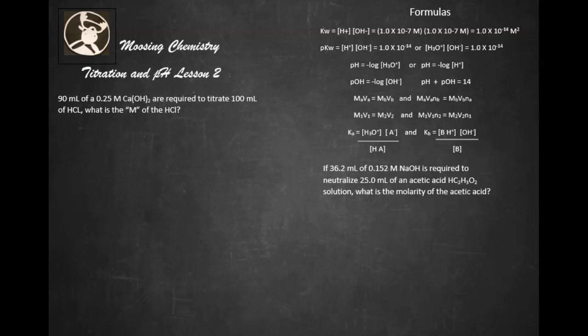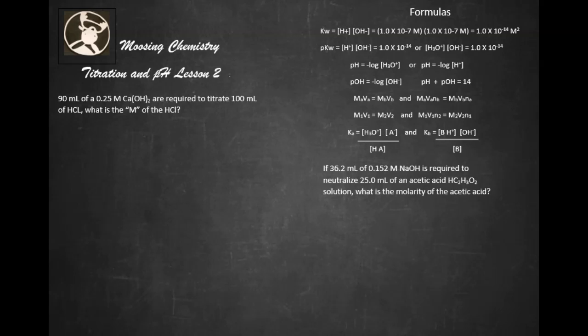And we're going to be using titrations and pHs in these problems. So let's go ahead and look at the first one. 90 milliliters of a 0.25 molarity Ca(OH)2 are required to titrate 100 milliliters of HCl. What is the molarity of the HCl?